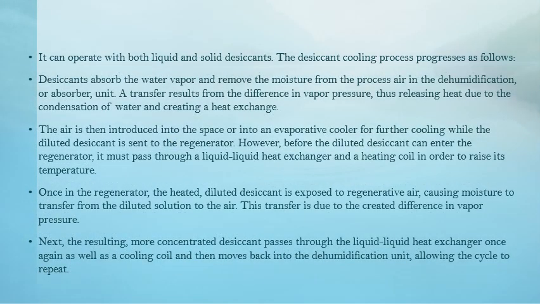The next one is the desiccant cooling system. It operates with both liquid and solid desiccants. The desiccant cooling process progresses as follows. Desiccant absorbs the water vapor and removes the moisture from the process air in the dehumidification or absorber unit. A transfer results from the difference in vapor pressure, thus releasing heat due to the condensation of water and creating a heat exchange.